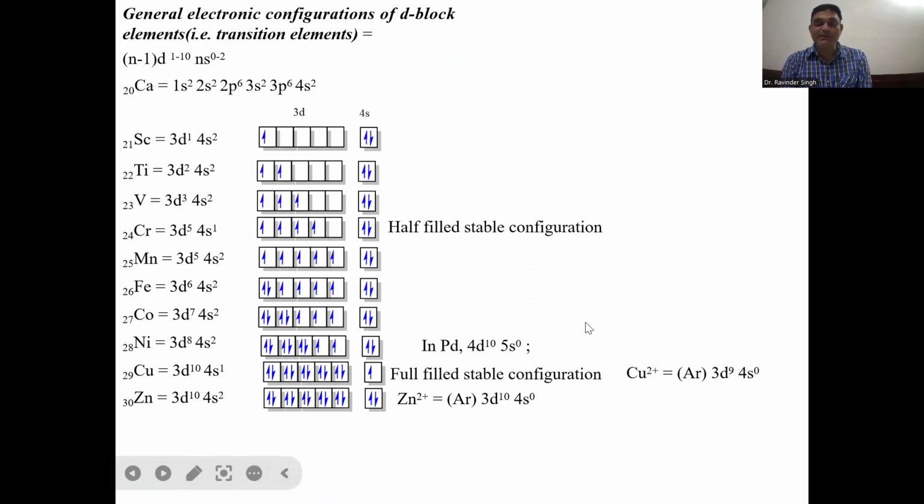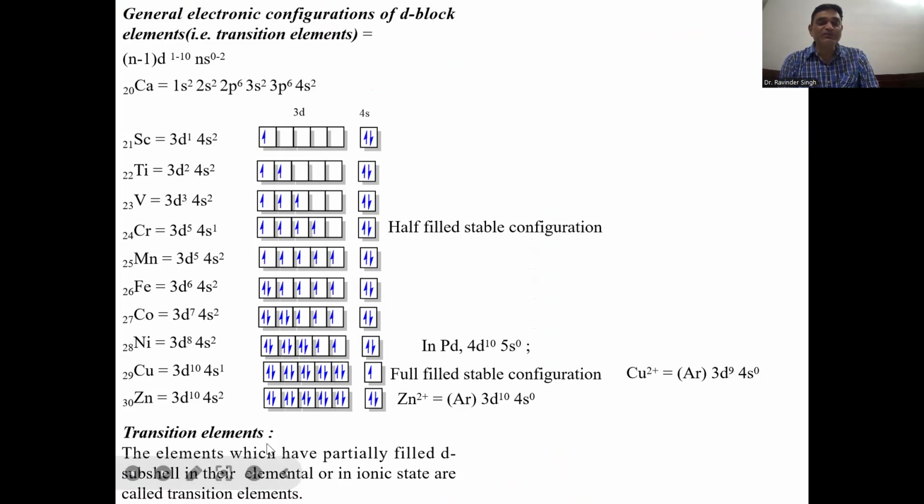You have learned these basic facts. Now we have a simple definition, the transition elements. What are the transition elements? The elements which have a partially filled d subshell, either in the neutral state or in the ionic state, are called transition elements.